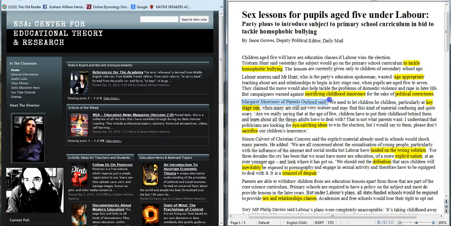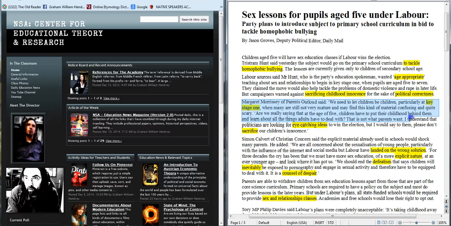Margaret Morrissey of Parents Out Loud said, "We need to let children be children, particularly at Key Stage 1, when many are still not very mature, really, and may find this kind of material confusing and quite scary." Some adults find this quite scary. Are we really saying that at the age of 5, children have to put their childhood behind them and learn about all the things adults have to deal with? Yes, forget about economics, mathematics, the environment. Let's just focus on the SEX.